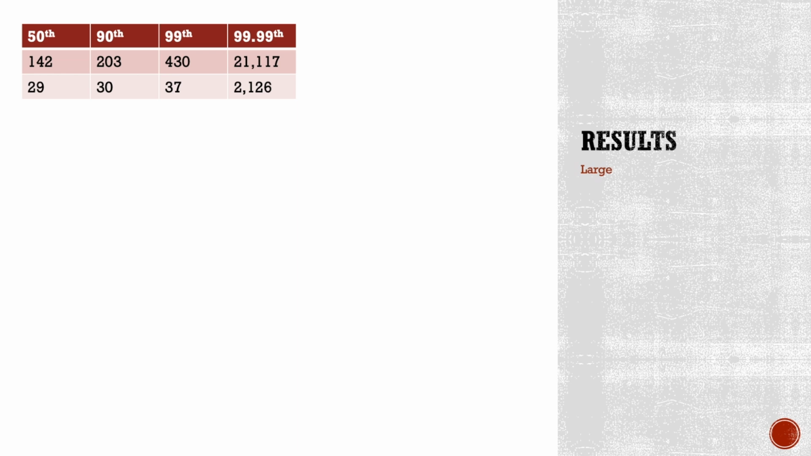The results from a large object pool are also equally impressive, or more so. We have now picked up close to 4 times the speed. 90th percentile is 203 nanoseconds versus 30. 99th is 430 nanoseconds versus 37, and 99.99th percentile is 21 microseconds versus 2 microseconds. So we're looking at a full order of magnitude there. This is definitely a lot of bang for your buck.